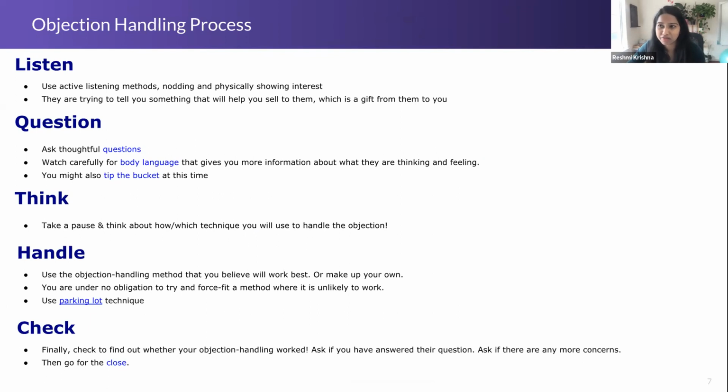The second is, again, as David mentioned, asking thoughtful questions that will take you really to the core of the objection, and also understanding the body language, right? Are they closed? Are they open for a discussion? Judging by looking at them. Also, you can use a technique called tip the bucket here. That is essentially where you try to get to all the objections at one time, and then you try to tip the bucket in your favor.